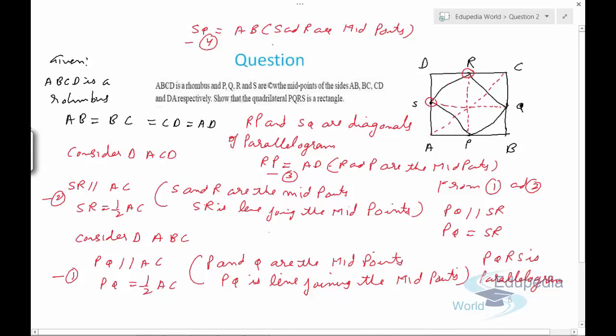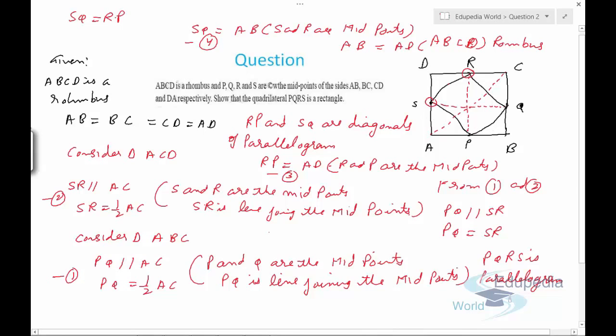Now, since we know that AB equals AD, why? Because ABCD is a rhombus. It's a given, right? So we can say that now SQ equals RP.